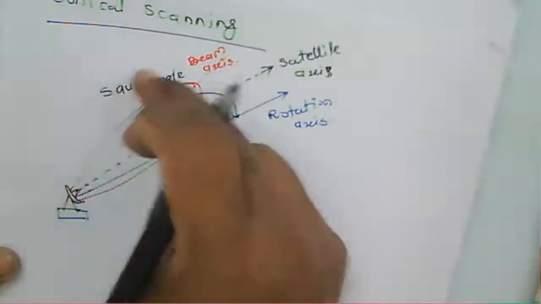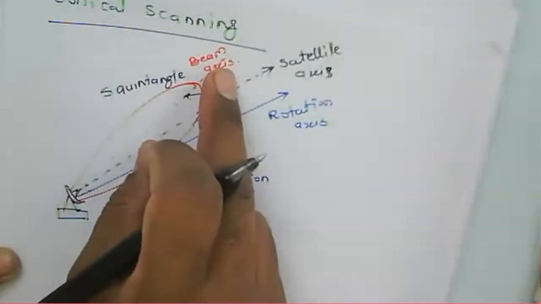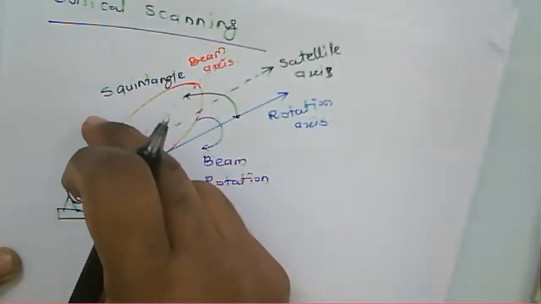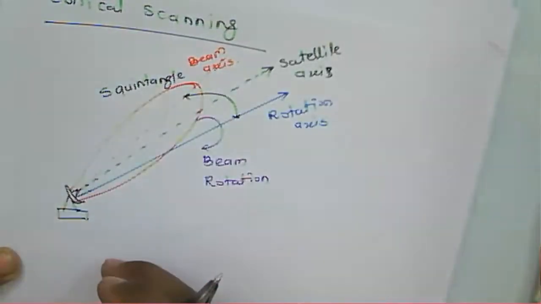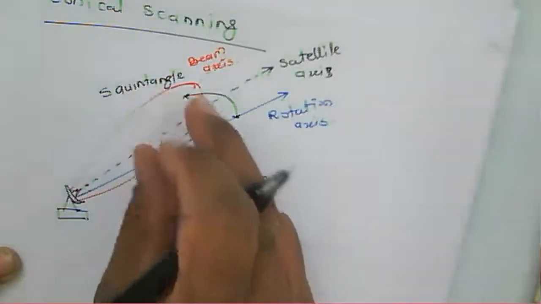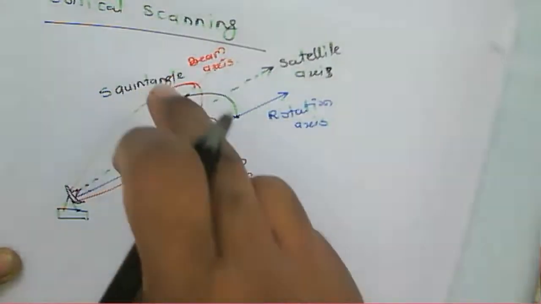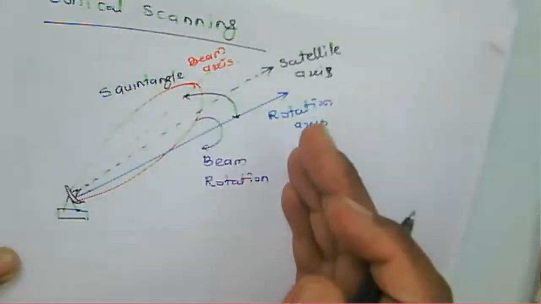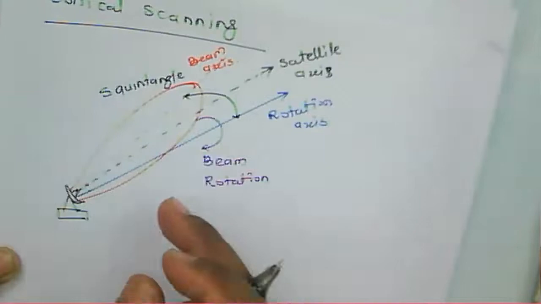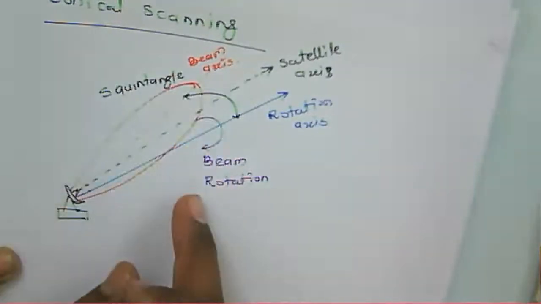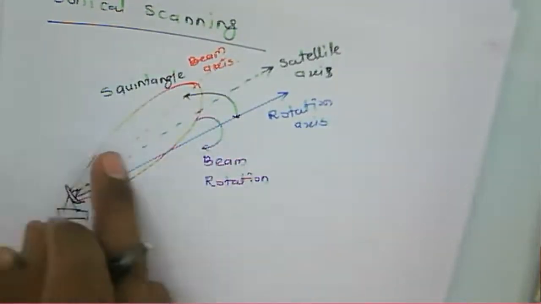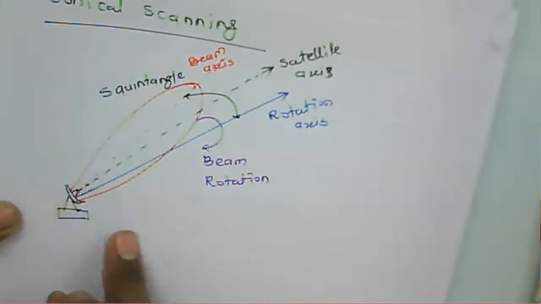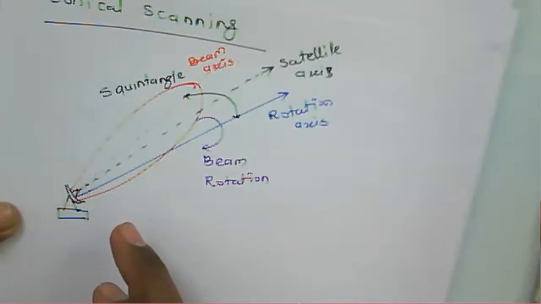Now here in the conical scanning, that antenna is rotating, and according to that we will get the received signal. So that rotation takes place using the auto rotation there. That's called auto tracking of this satellite.